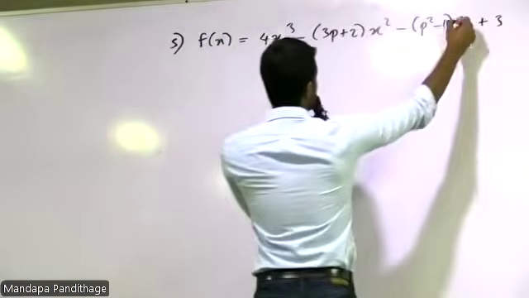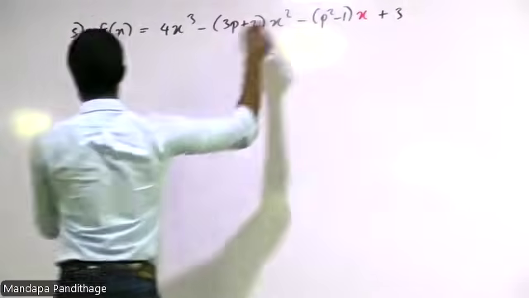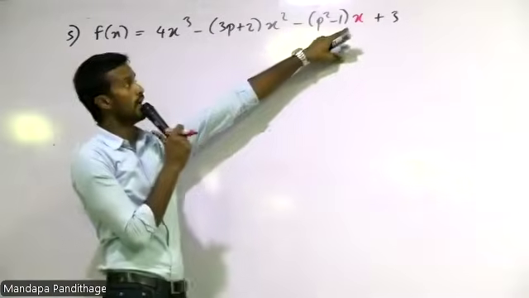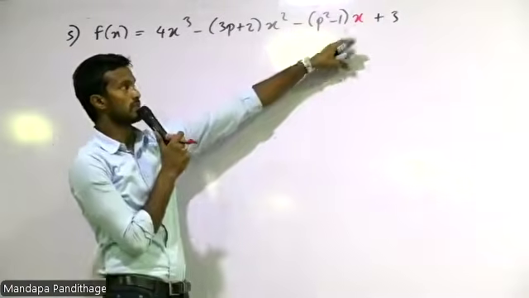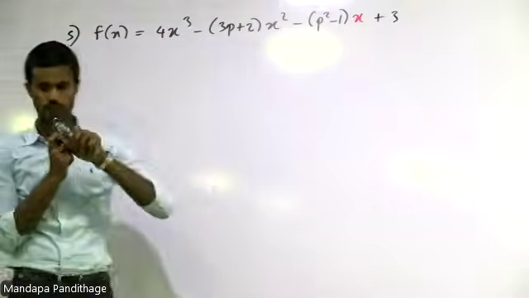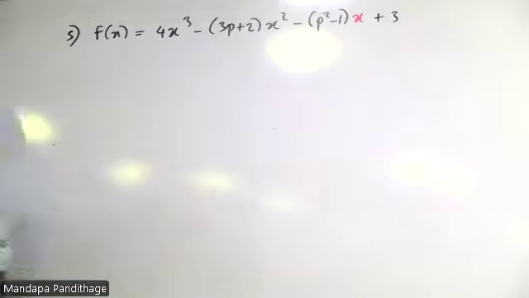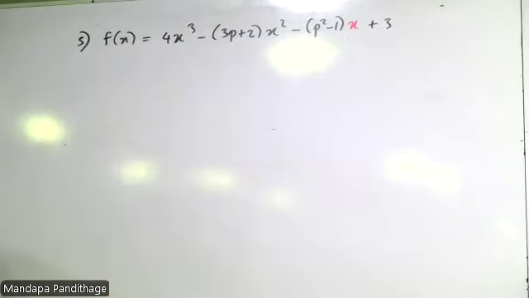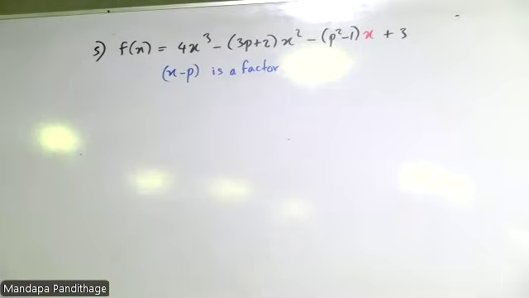So in question number 5, there is an x missing. You have to put it in question number 5. I have put it on the board. There should be x here. It's p squared minus 1 times x. Question number 5, x is missing.